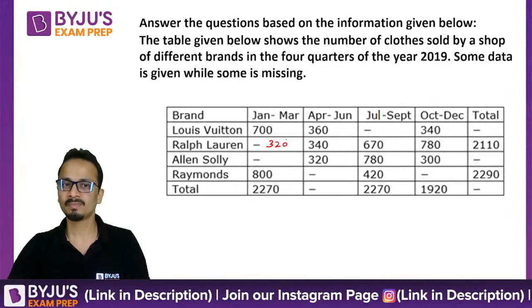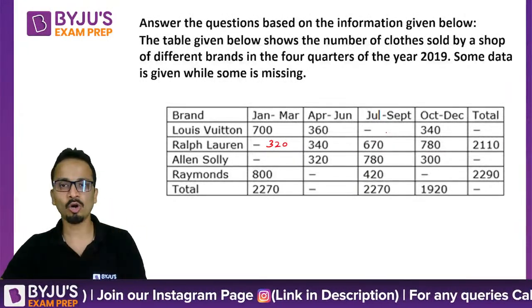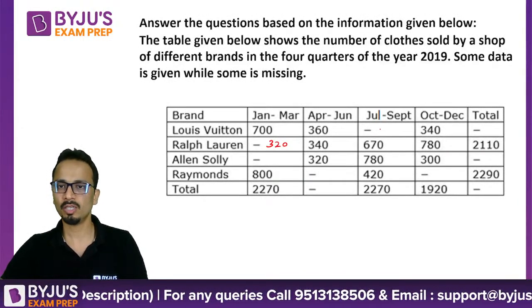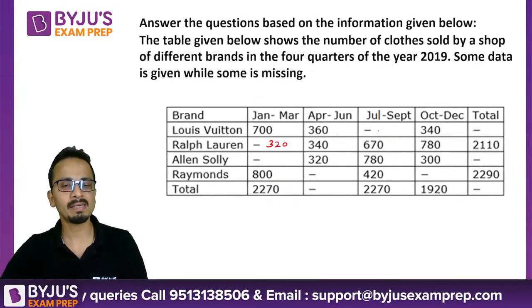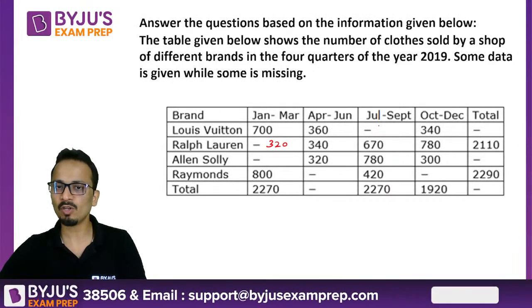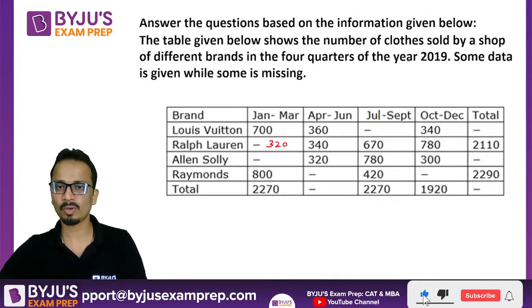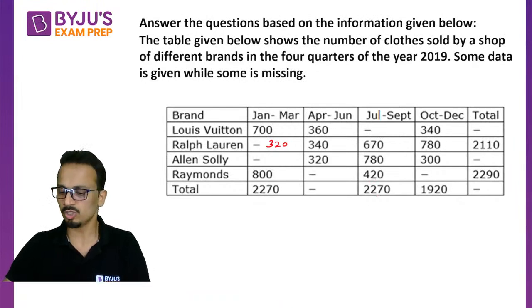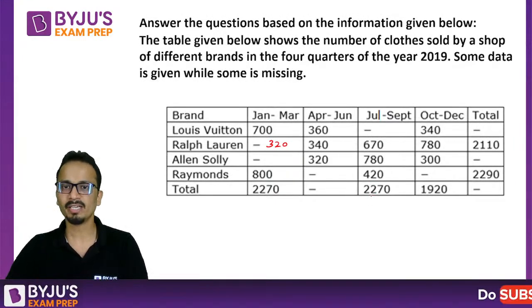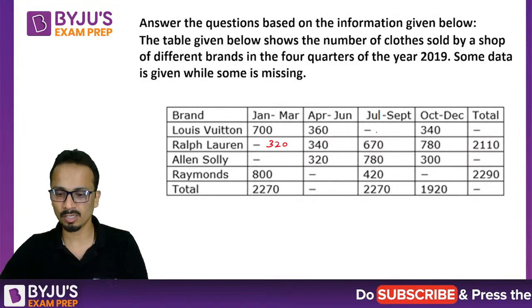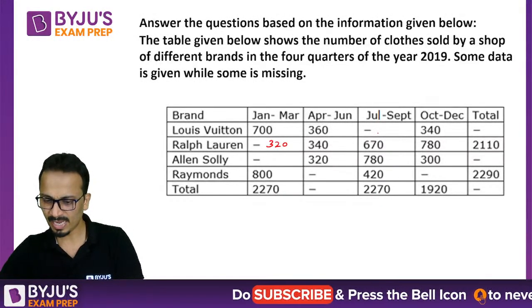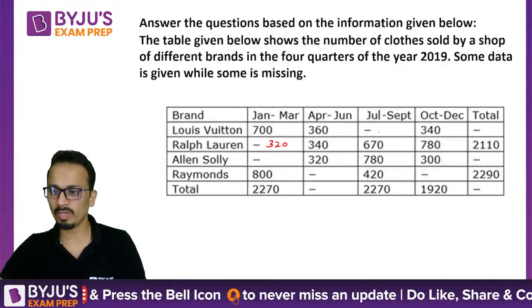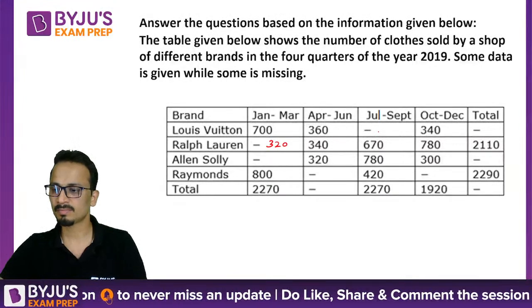First value done. Now the second value, I'm asking all of you, Louis Vuitton for the July-September quarter. So you can have a look at this vertical. The sum of all these 4 values should be 2270. So for the July to September quarter, what will be the value for Louis Vuitton? Anyone? So people are saying that it will be 400.